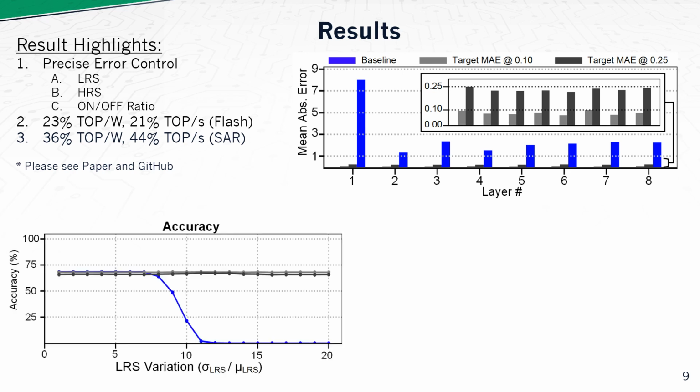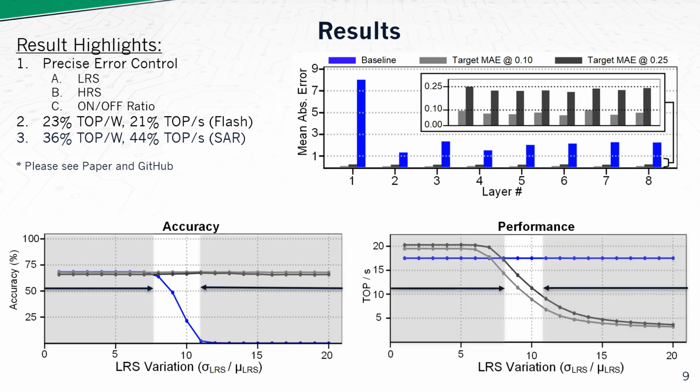The next research highlight is performance optimization while satisfying our error constraints. We sweep from 1% to 20% LRS variation and fix HRS variation at 40%. Next, we observe the classification accuracy on ImageNet and performance of each design. In the bottom left figure, we show classification accuracy for the 3 designs. For the baseline design, we begin to see accuracy fall off at around 8% LRS variation. Meanwhile, our optimized design maintains constant accuracy despite increasing LRS variation. We do this by reducing performance, which is seen in the performance plot on the right-hand side.